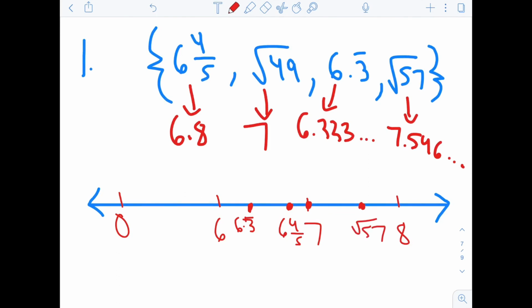So now when we list them in order, we're going to go from left to right. So the smallest number here is 6.3 repeating, then it's 6 and 4/5, then it's root 49, then it's root 57.